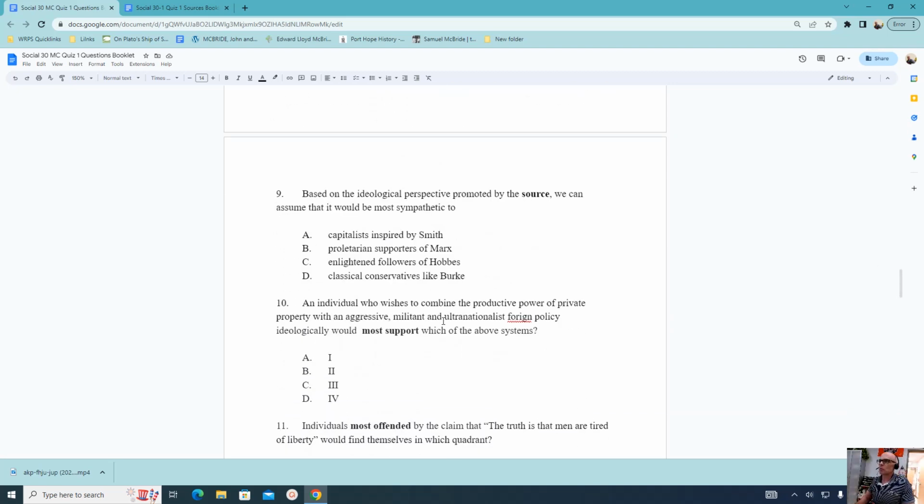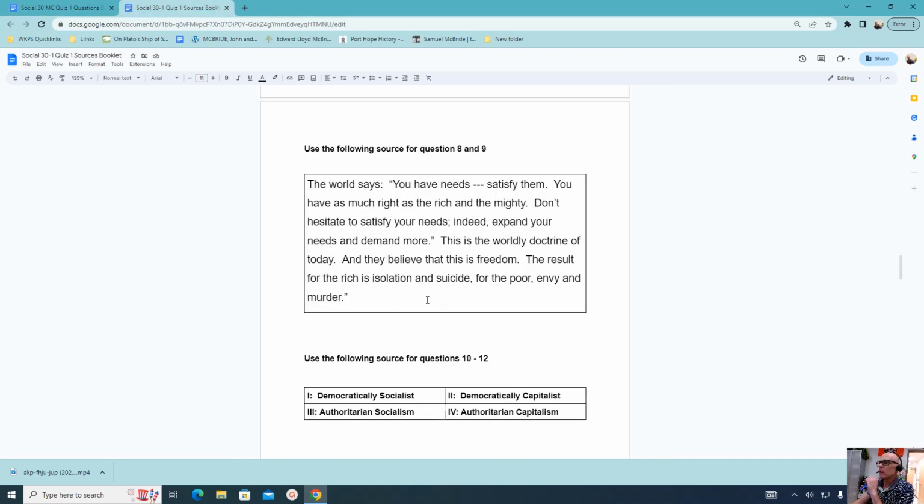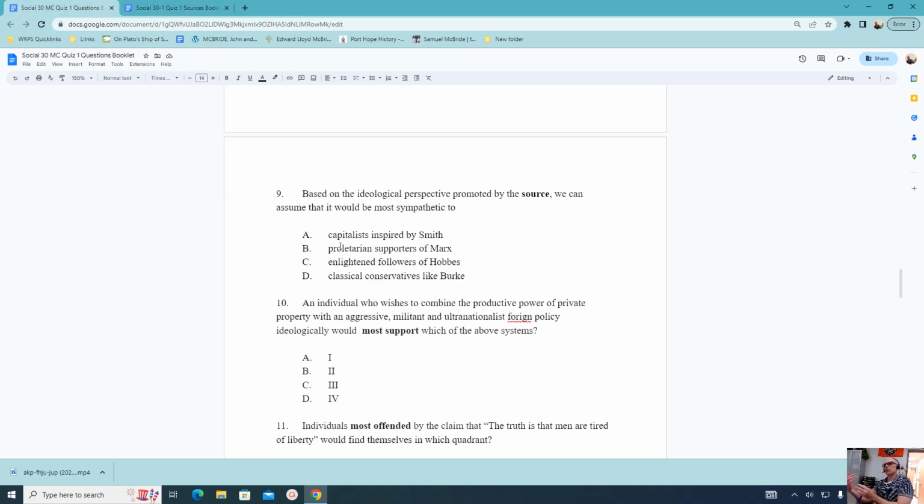Number 9. Based on the ideological perspective promoted by the source, we can assume that would be most sympathetic towards. So we have to figure out the perspective of the source is anti-capitalism. So it's sympathetic towards. What's the opposite? B is your answer.